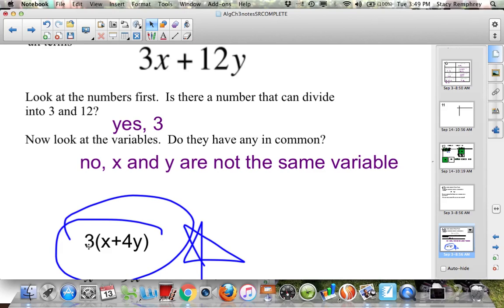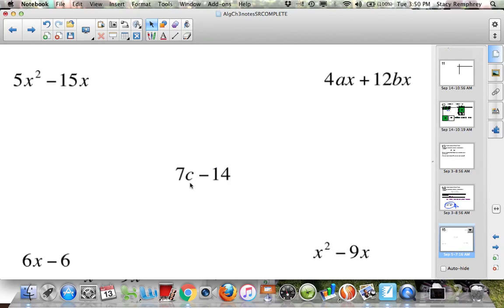So you factor out the 3, and what are you left with? Well, 3x divided by 3 gives me x. 12y divided by 3 gives me 4y. And you can check this. If I distribute this back in, will I get this? And the answer is yes. So I'd like you to try, push pause, try these, and come back for your answer.